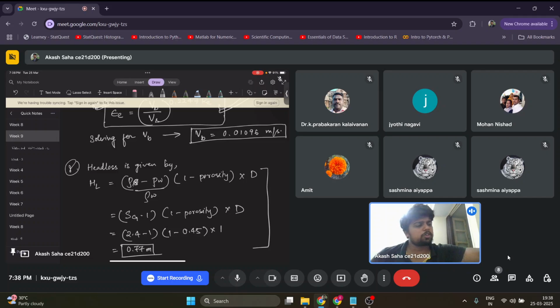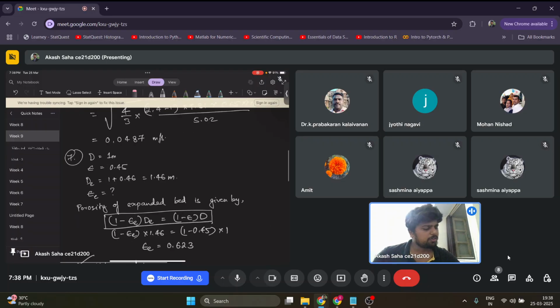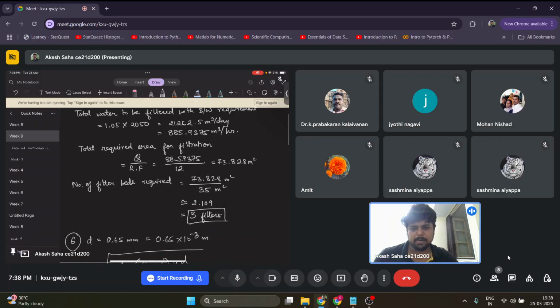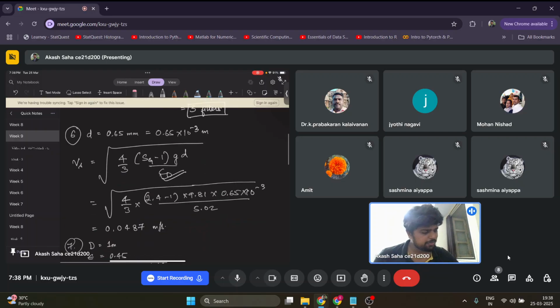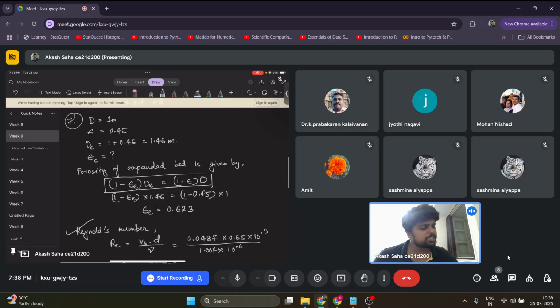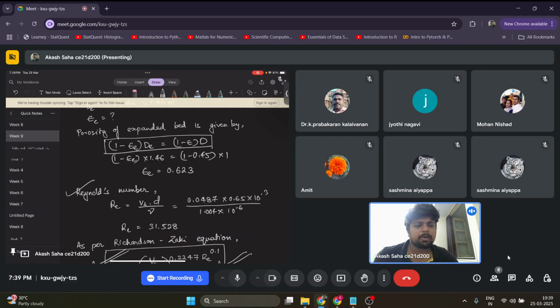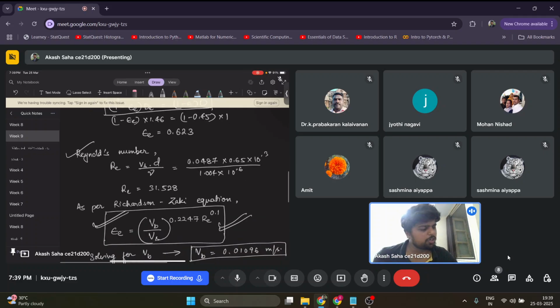So all these 4 questions are connected to each other. In the first problem, we saw how to calculate the number of filter beds, based on the amount of filtration water required divided by the filtration rate. Then we calculated the settling velocity with the general equation with the help of the diameter of the particle and the drag coefficient.